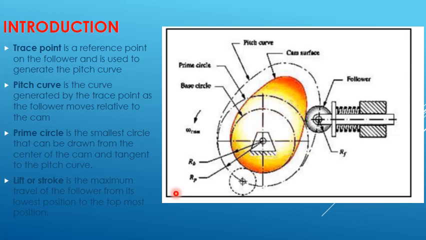And the pitch curve is the curve generated by the trace point, so where that part of the roller follower touches, that becomes the pitch curve. Then the prime circle is the smallest circle that can be drawn from the center of the cam and tangent to the pitch curve. So the smallest height of the pitch curve will be on the prime circle. Then we have the lift or stroke, which is the maximum travel of the follower from its lowest point to the topmost position.